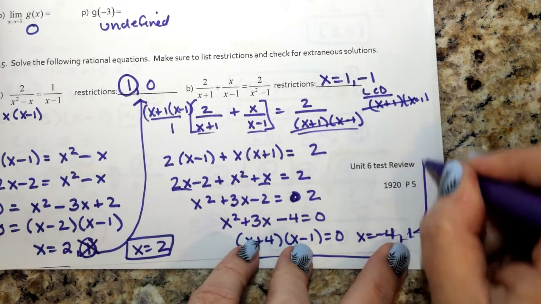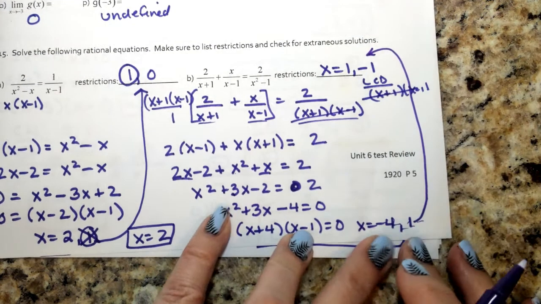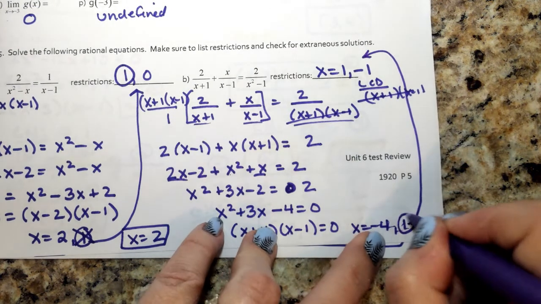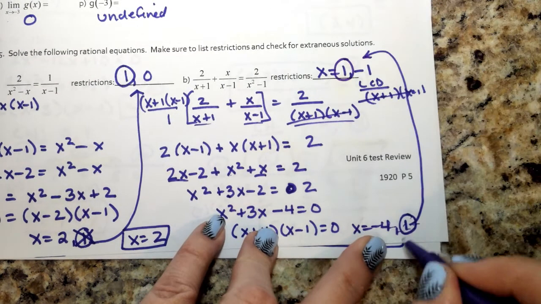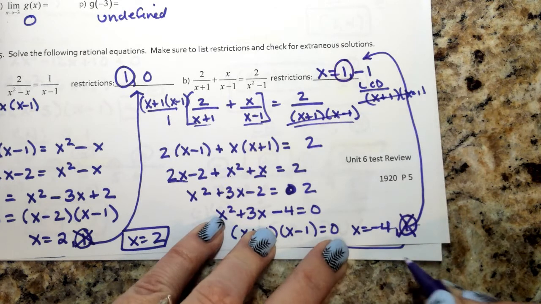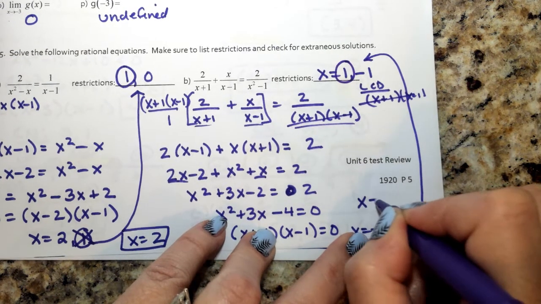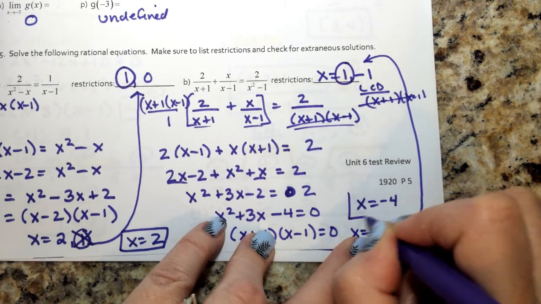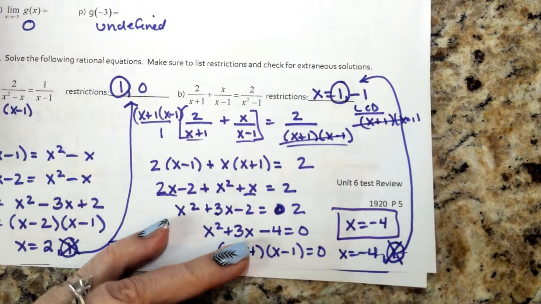And again, you have to take those answers, compare against your restrictions. Notice 1 is both a restriction and an answer, so it's extraneous, you have to reject it. So your only answer is going to be x equals negative 4. And that's a review of your Unit 6.